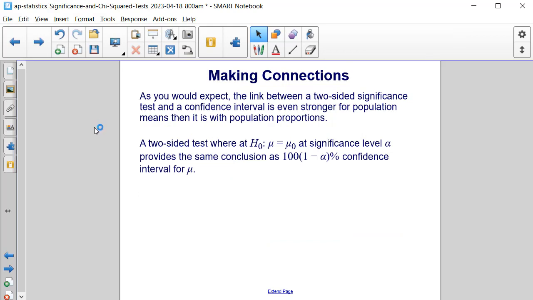As you would expect, the link between a two-sided significance test and a confidence interval is even stronger for population means than it is with population proportions. A two-sided test, where the null hypothesis states that the mean is equal to the mean in the null hypothesis at a significance level of alpha, provides the same conclusions as a 100 times 1 minus alpha percent confidence interval for our mean.